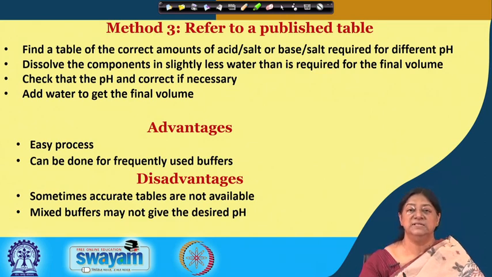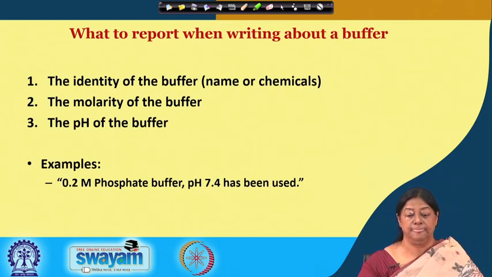The advantage is that it is a very easy process and it can be done with frequently used buffers, but the disadvantage is sometimes accurate tables are not available, and mixed buffers sometimes do not give the desired pH for the specific type of reaction or the specific type of biochemical process that is under consideration.